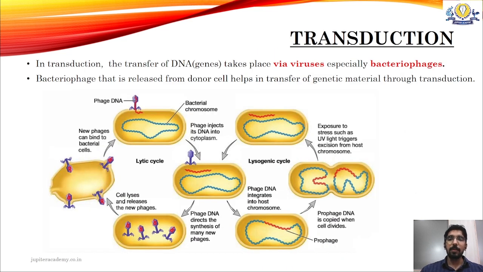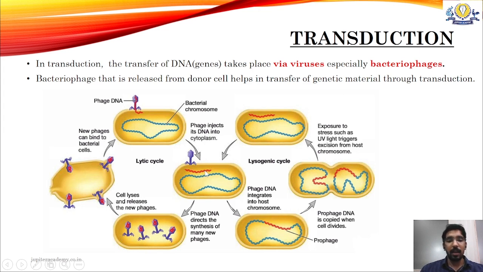The third type is transduction. The transfer of DNA here takes place with the help of a virus, especially a bacteriophage. The bacteriophage released from the donor cell helps in the transfer of genetic material. So how does this happen? I will explain. Let us see here that a bacteriophage has infected a bacteria and ejected its DNA into the bacterial cell.